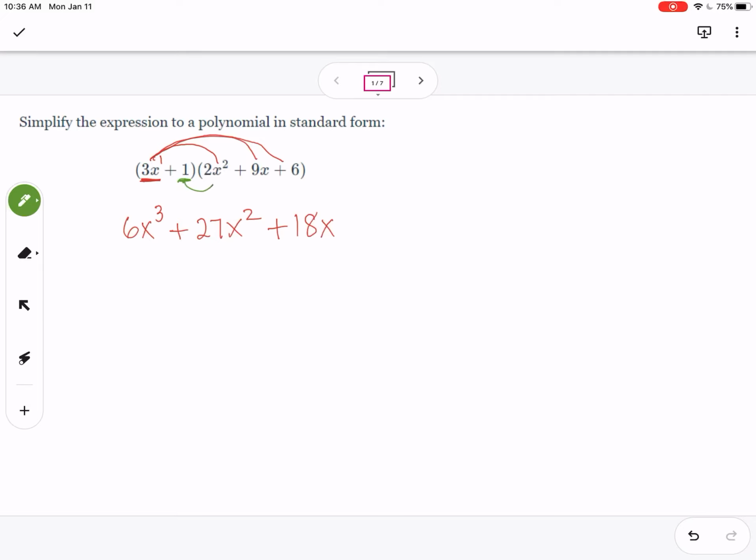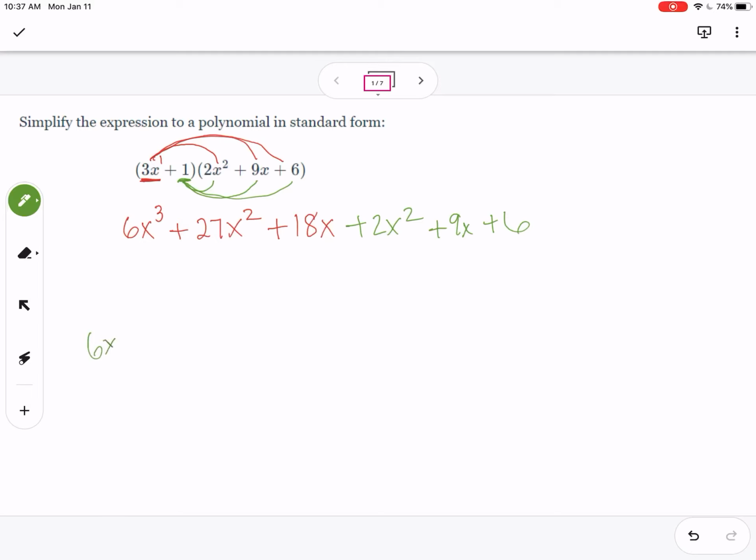Now I'm going to distribute the 1, and there's a couple ways you could do this. You could just write it all in one big line like I like to do, which is 2x squared, distribute this and get 9x, distribute this and get 6, okay? I have seen some people where they line it up.